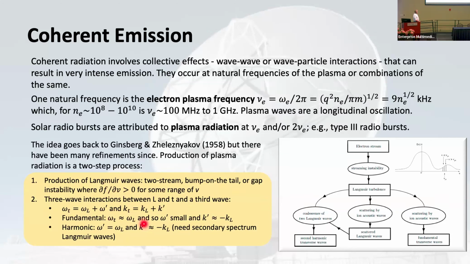The former requires scattering of the Langmuir waves off some low frequency source of turbulence or other source of waves. Ion acoustic waves are often invoked. But in order to have harmonic radiation, you need a secondary spectrum of Langmuir waves, and they need to coalesce head-on. Okay? And there's a vast literature in all this that goes back decades.